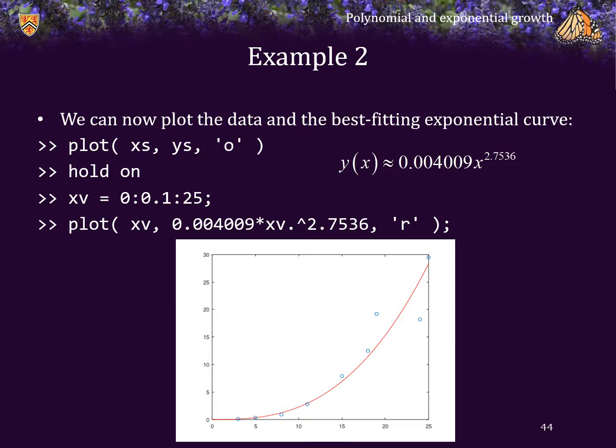We can now plot the data and the best fitting polynomial curve. As you can see, this example is a little bit more noisy than the previous example. However, I did actually create this data starting with an exponent or a power of log base 2 of 7, which is closer to 2.8. But again, 2.75 is reasonably close to 2.8. So this is actually, once the noise is added, a reasonable estimate.